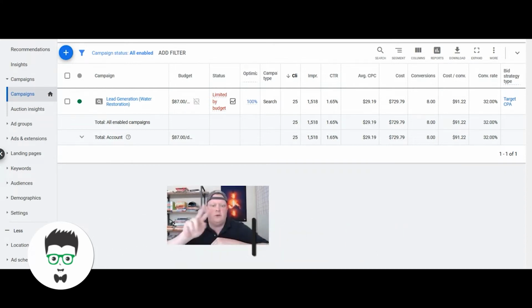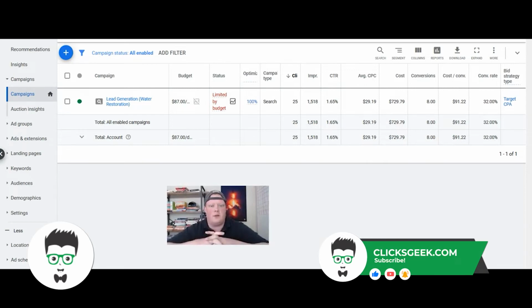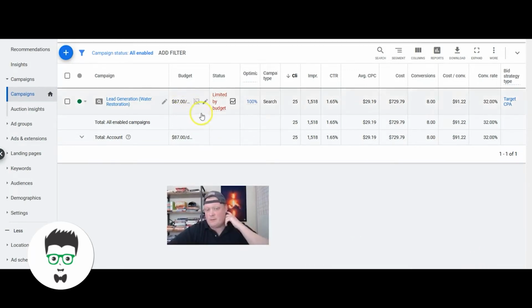So this is 2 weeks worth of data for this particular client, and as you can see, they're budgeting $87 per day. They've gotten 25 clicks. They're at a $29 cost per click. They've spent $7.29. They've gotten 8 leads at a cost per lead of $91, and they are at a 32% conversion rate. So basically, every third click in the campaign is producing a lead for this particular client.